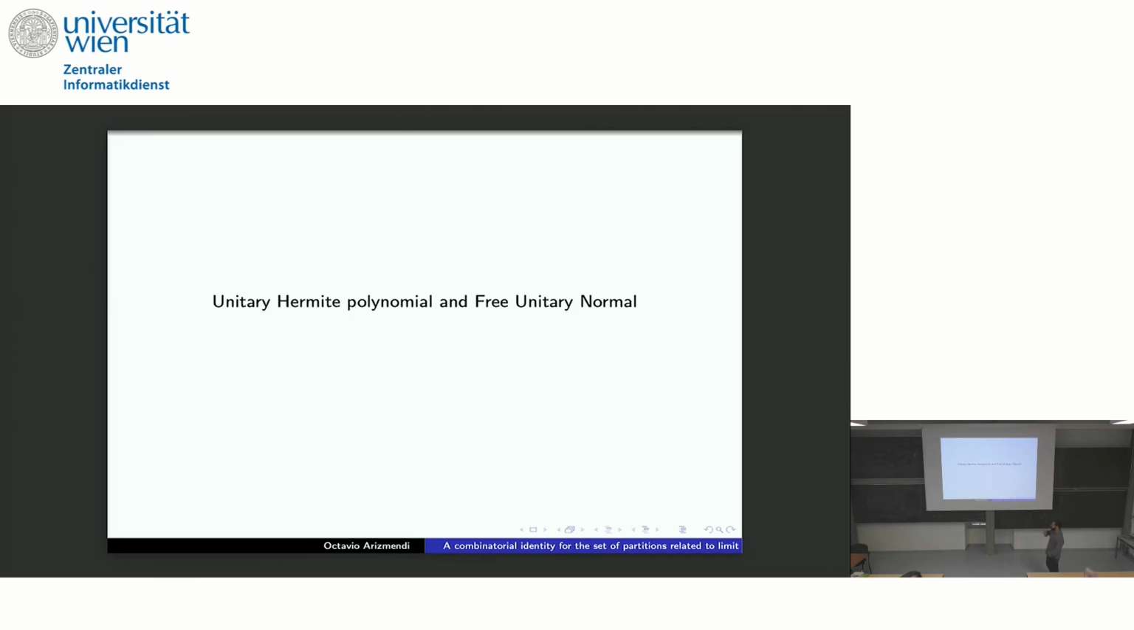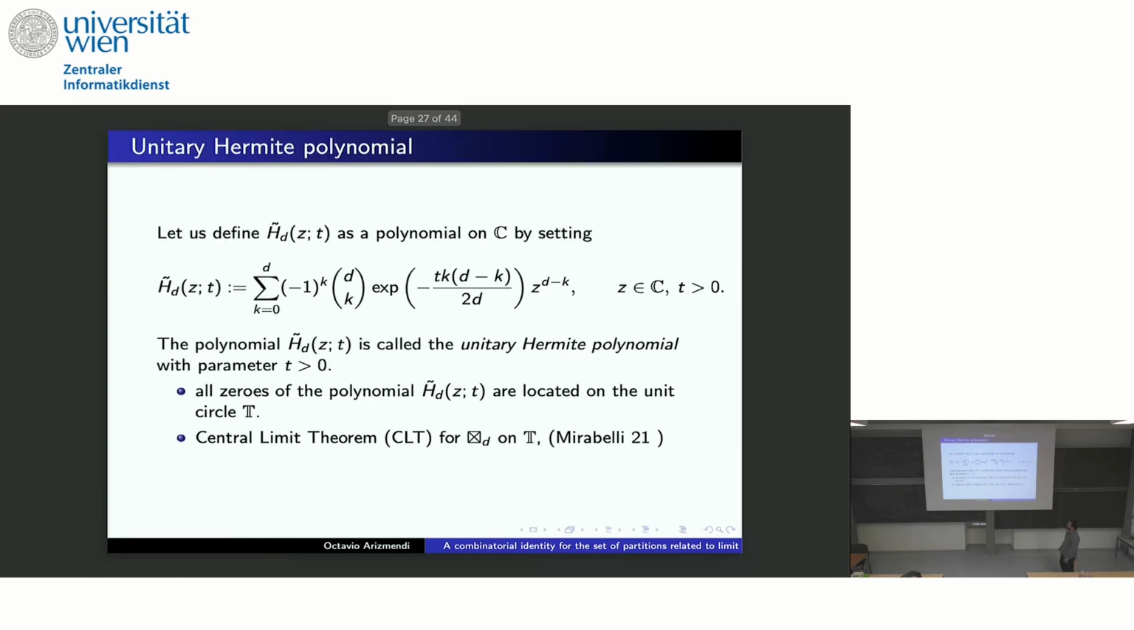So I have maybe around 10 minutes to talk about the problem I want to solve. Now we have all the ingredients. The problem I want to solve, of course, is in principle not related to finite free probability, but one cool thing is that we can use finite free probability because we have a polynomial which is natural in finite free probability, and this is the unitary Hermite polynomial.